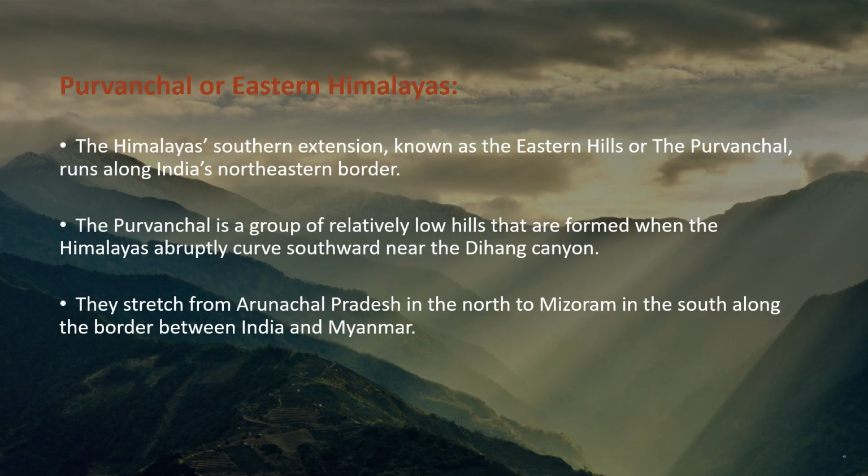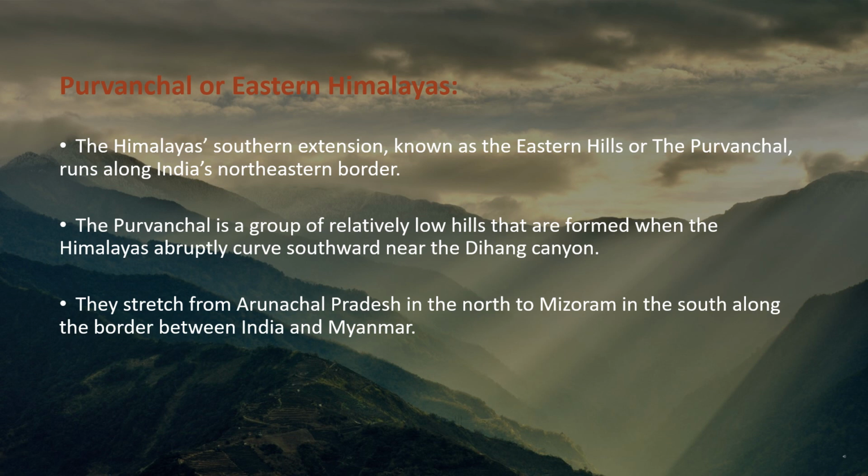Purvanchal or Eastern Himalayas. The Himalayas' southern extension, known as the Eastern Hills or the Purvanchal, runs along India's northeastern border. The Purvanchal is a group of relatively low hills that are formed when the Himalayas abruptly curve southward near the Dihang Canyon. They stretch from Arunachal Pradesh in the north to Mizoram in the south along the border between India and Myanmar.